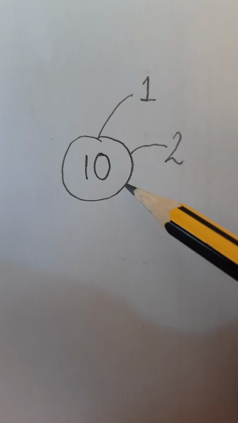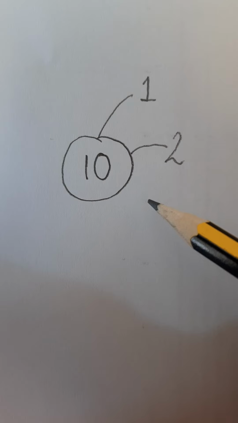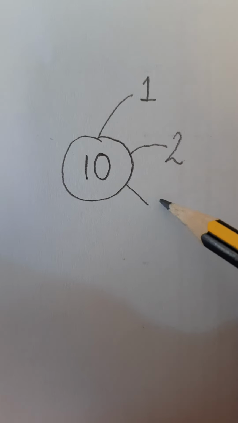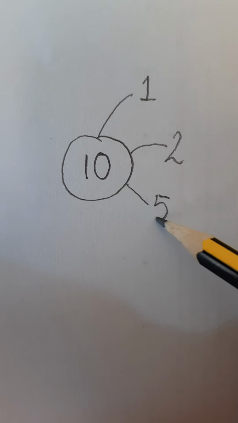Would number 3 go into 10 exactly? I've got 3, 6, 9. Then I've got 1 left over. So no. How about number 4? 4 and 8. I've got 2 left over. So no, that doesn't fit either. So the next one is 5, because then I go 5 and 10.